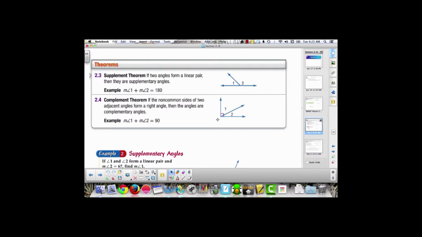The same thing happens when we have two angles that are adjacent and form a right angle. Because we know the definition of complementary is that it is two angles whose measures add up to 90, and we know a right angle is 90, the complement theorem tells us that if two angles are adjacent and form a right angle, they are complementary angles.